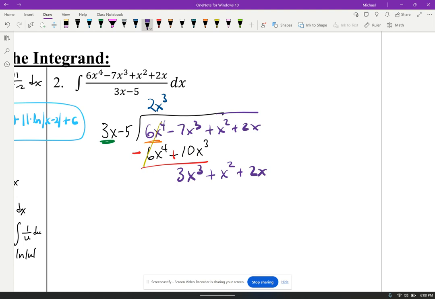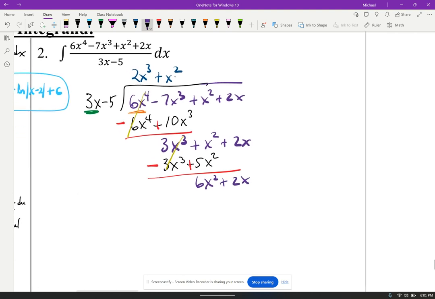And so I continue my quest here. What times 3x will give me 3x to the third power? Well, that would be x squared. X squared times 3x would give me 3x to the third. So I write that down. And then I also multiply x squared times minus 5. That's minus 5x squared. Oh, but now I need to subtract, so it's going to change the signs here and change the signs here. Why do we do that? So that this can be gone, and then this is what's left over. And so that's going to give me 6x squared plus 2x.